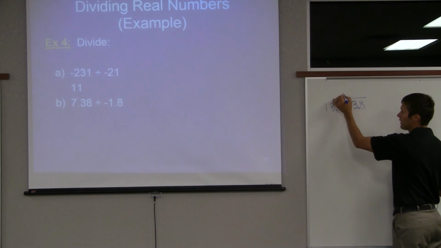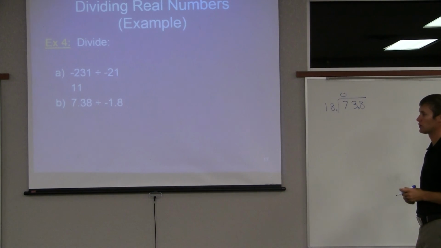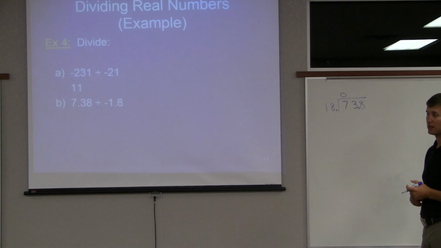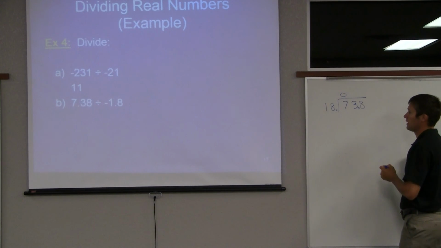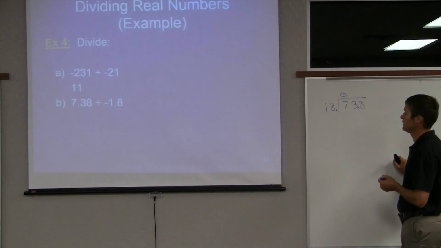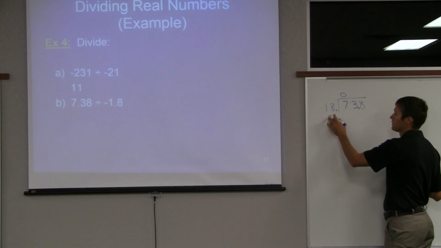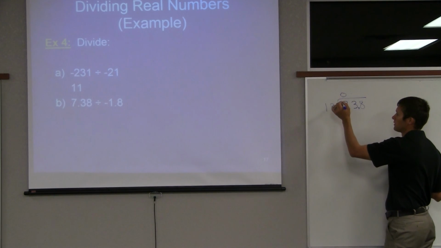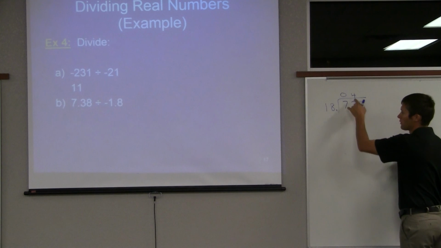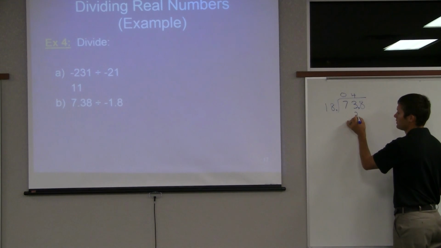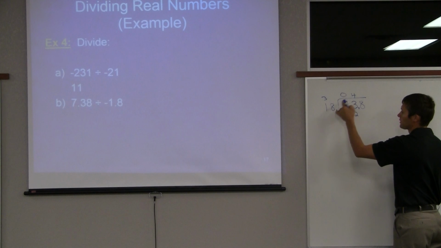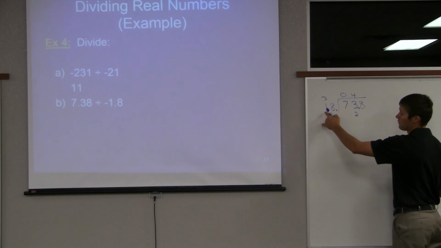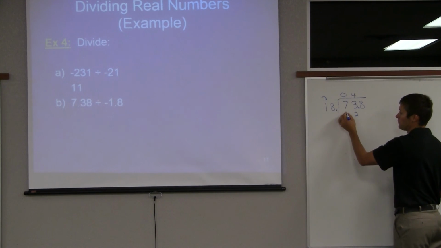Does 18 go into 7? No. 18 goes into 73 how many times? And so we look at it, 18, 36. So 4 times. So 4 times 8 is 32. 4 times 7, 4 times 1 is 4 plus 3 more is 7. So I have 72, subtract.